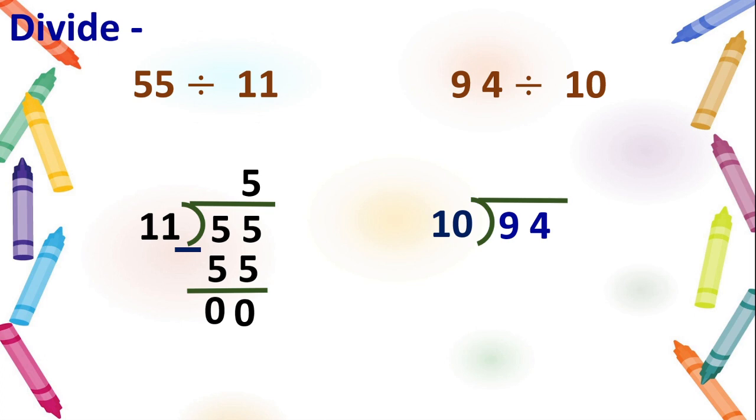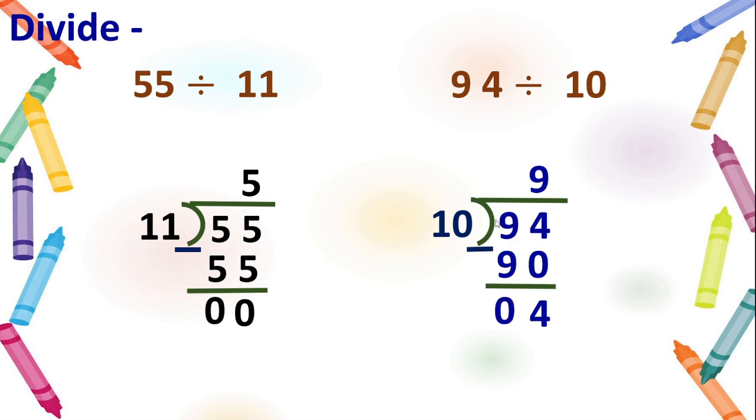Yes, correct. We are going to use 10 9s are 90. Correct? Okay. 10 9s are 90, so we will subtract 90 from 94. 4 minus 0 is equal to 4. 9 minus 9 is equal to 0.